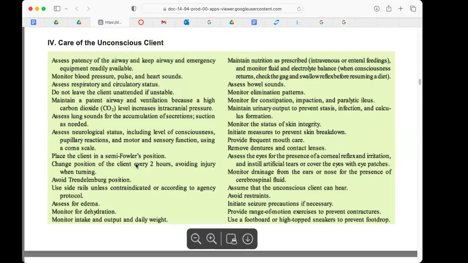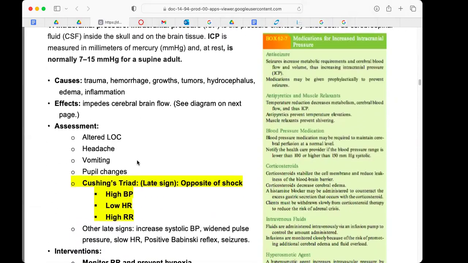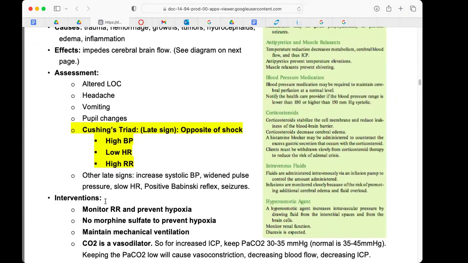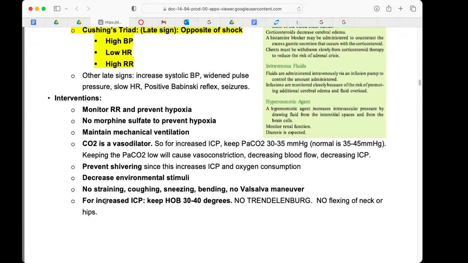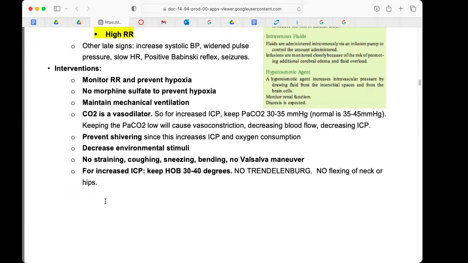All right. So very important things. These are things that the NCLEX and your exit are going to expect you to know. So make sure you take your time. On page 123, go over how we discussed the nursing interventions for increased ICP: monitor respiratory rate, no morphine. So when a patient has increased ICP or they are unconscious, we avoid morphine because it leads to respiratory depression and can lead to hypoxia.